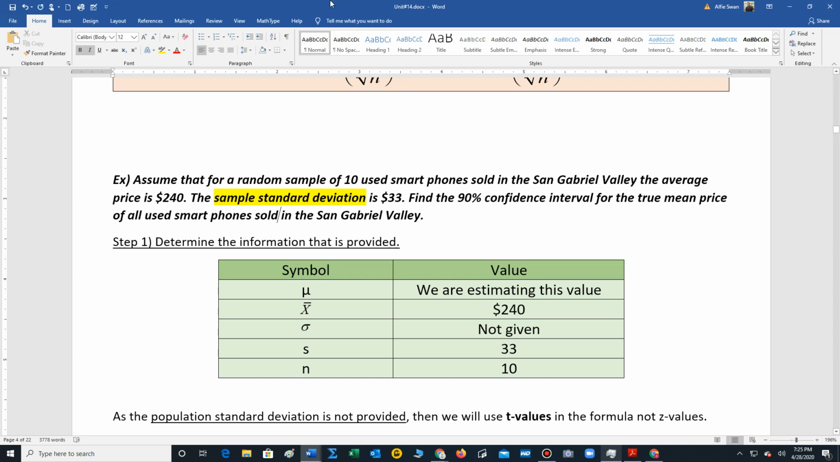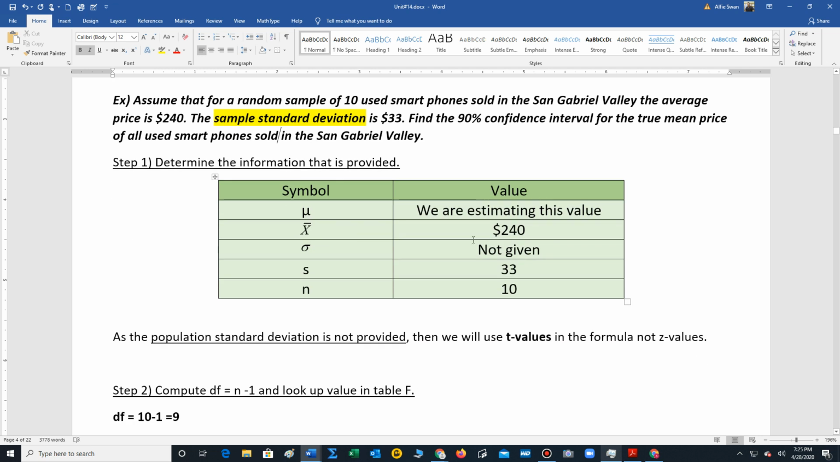Those are used smartphones. So let's go ahead and label our items. Mu is unknown, we're estimating this value. X bar is 240. That was the average of the 10 used iPhones. Sigma's not given, right? We're only given the sample standard deviation, s, and that's 33. N is 10, so we have a sample of 10 used iPhones.